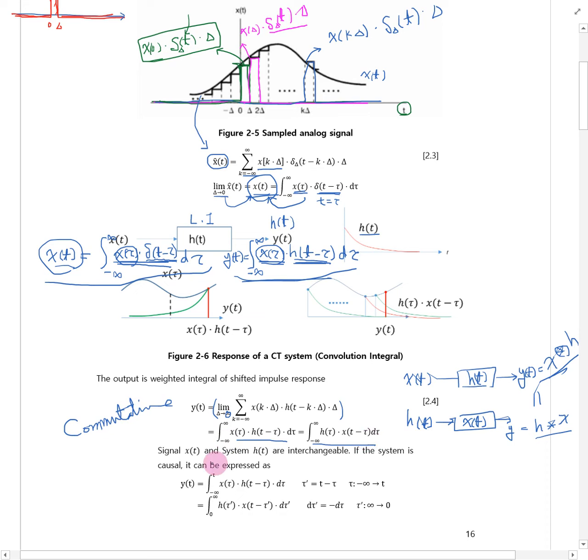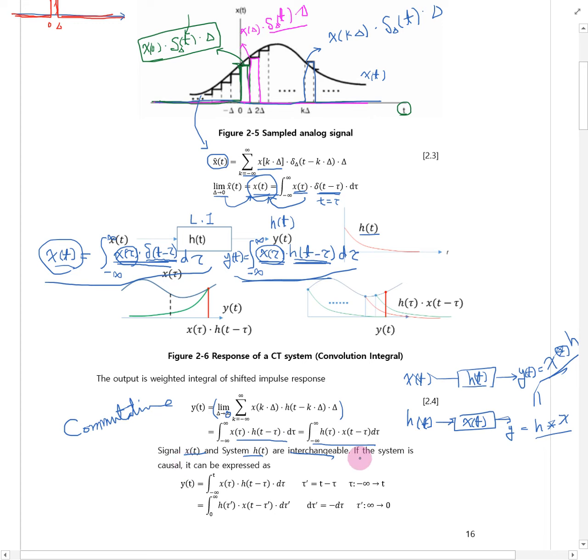So x(t) and the system function h(t) are interchangeable. At this moment we talk about the signal x(t) being applied to system h(t), but interchangeable means that the system function h(t) is applied to the x(t) signal. So it's the same result.